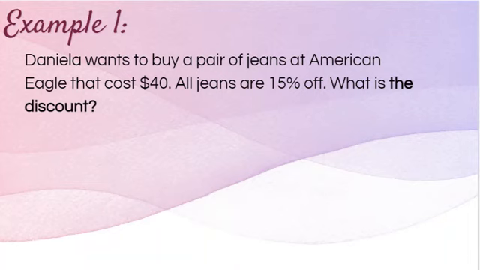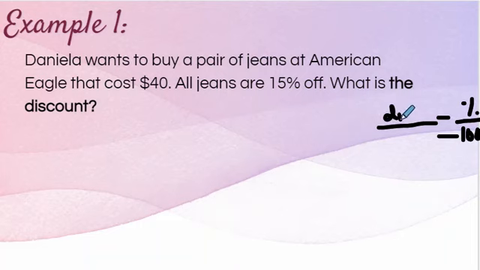Example 1 says Daniela wants to buy a pair of jeans at American Eagle that cost $40. All jeans are 15% off. What is the discount? Okay, so let's go ahead and do our setup. We know it has to be percent over 100, and the discount, just going to abbreviate, over the original. So let's fill in our spots.